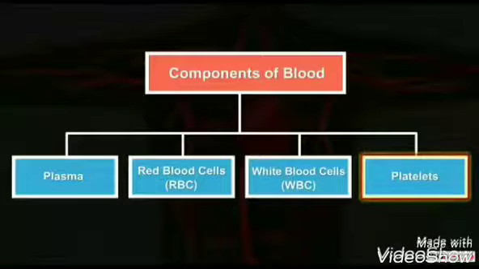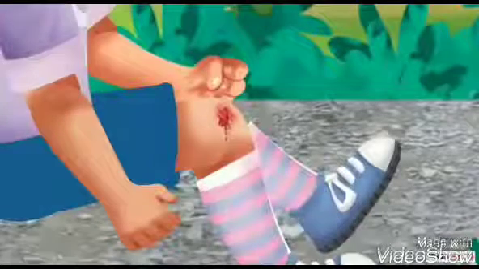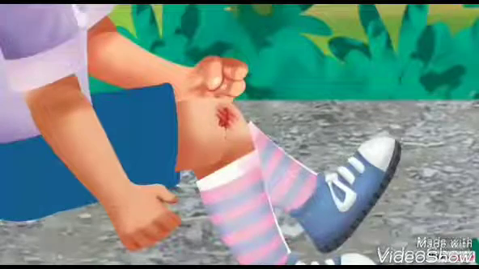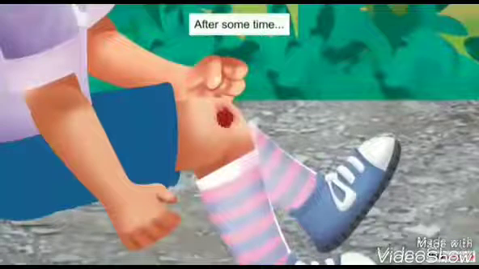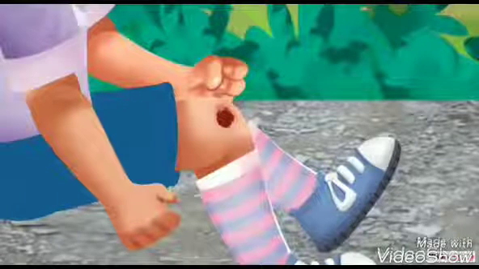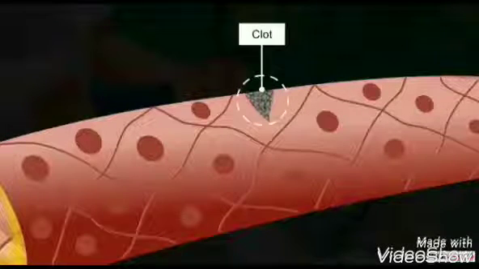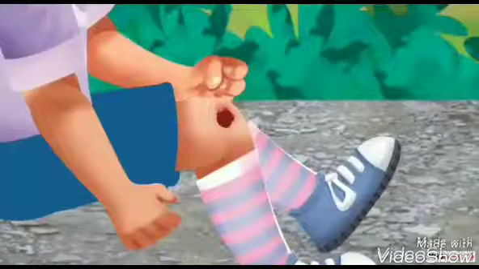The last component of the blood is the platelet. You must have noticed that each time you get an injury and bleed, the bleeding stops by itself after some time. This happens because of the presence of platelets. The platelets act like a plug on the cut. Together they form a clot and stop the bleeding.